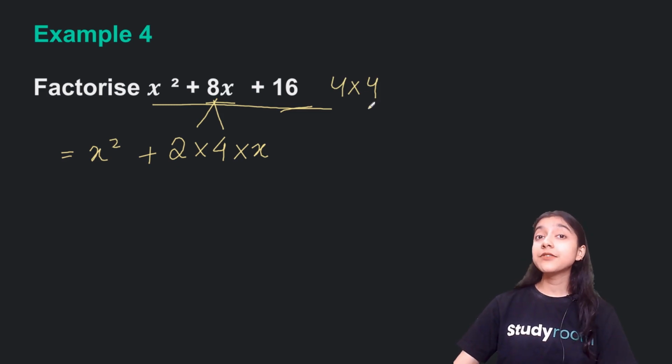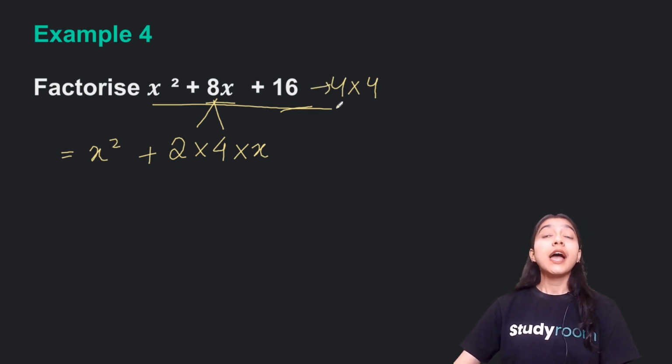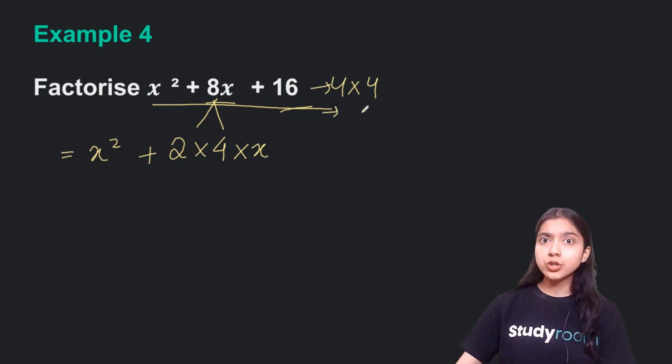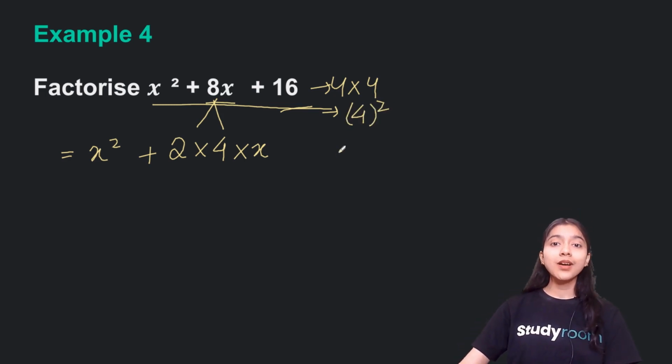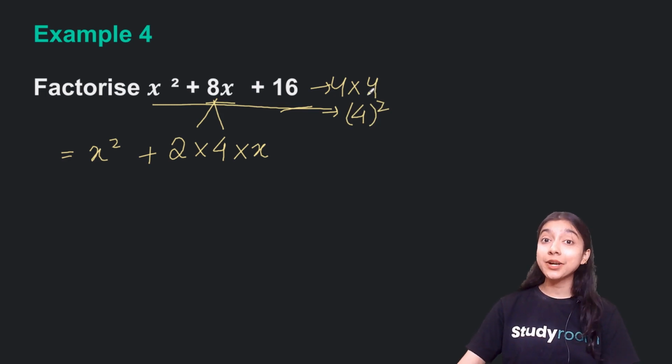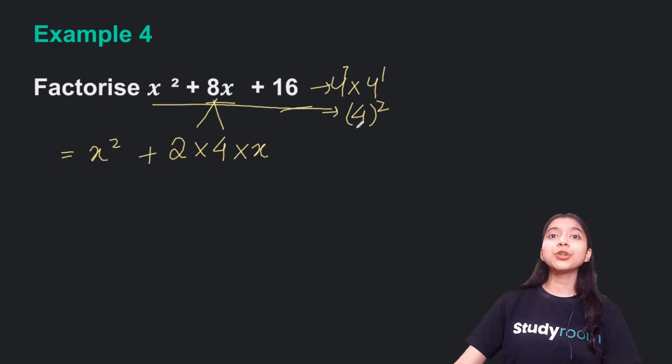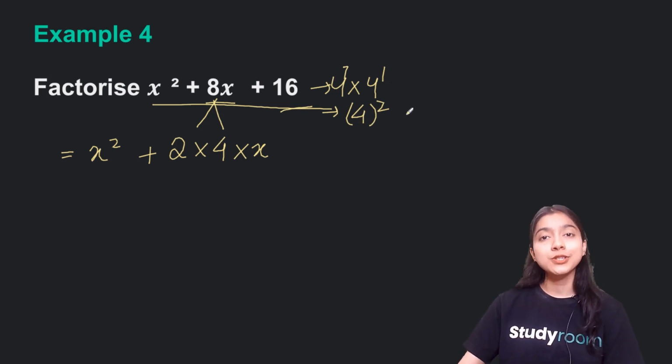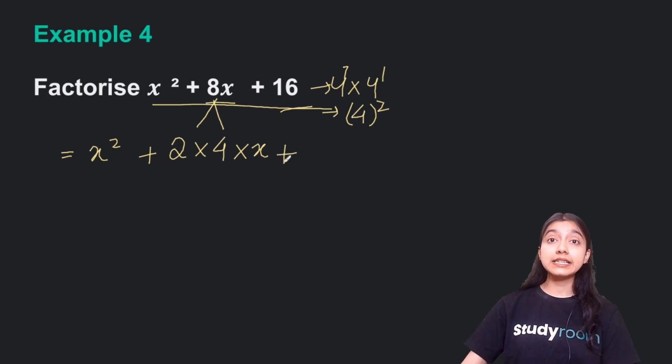Because 4 multiplied with 4 gives us 16, and 4 multiplied with 4 can also be written as 4 square. We have learned this in exponents and power. When bases are same and they are multiplied, then their powers are added. 4 to the power 1 multiplied with 4 to the power 1 will give us 4 to the power 1 plus 1, which is equal to 4 square. So we can write 16 as 4 square.